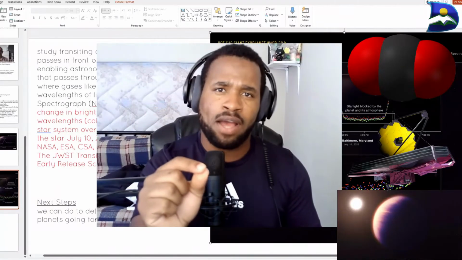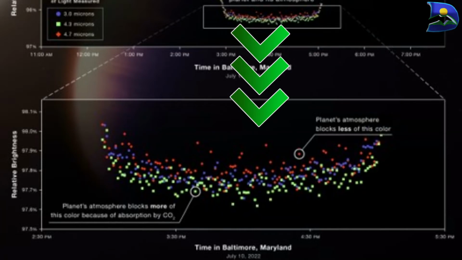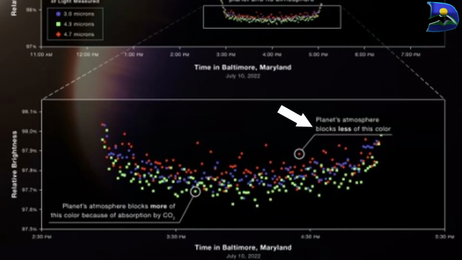Now, the critical part that is focused on here is the dip. And this dip, when you look closely, you see regions where the planet's atmosphere blocks less of the color, specifically the red color, while on the other hand we have regions where the planet's atmosphere blocks more of this color, which is in this case green, because of the absorption of carbon dioxide.